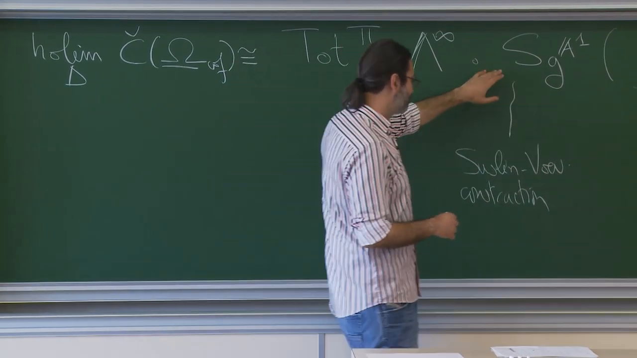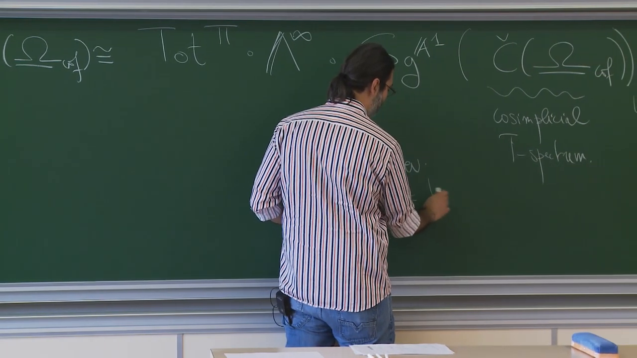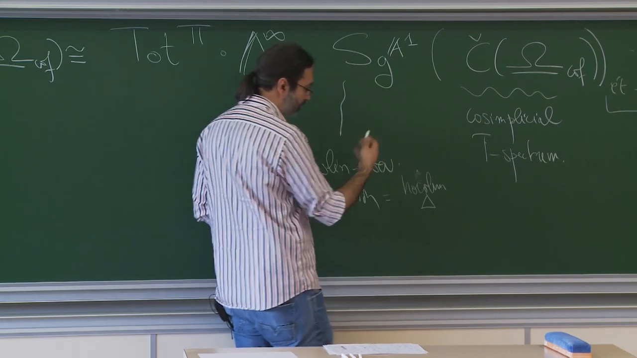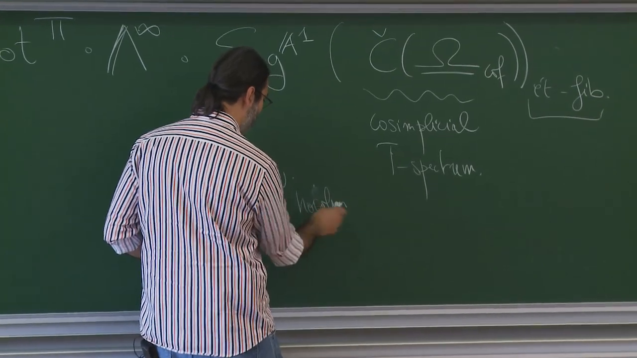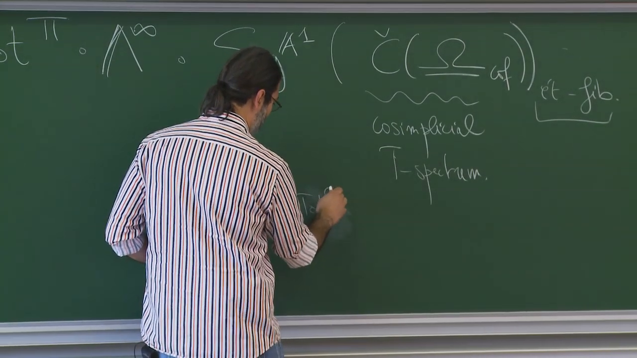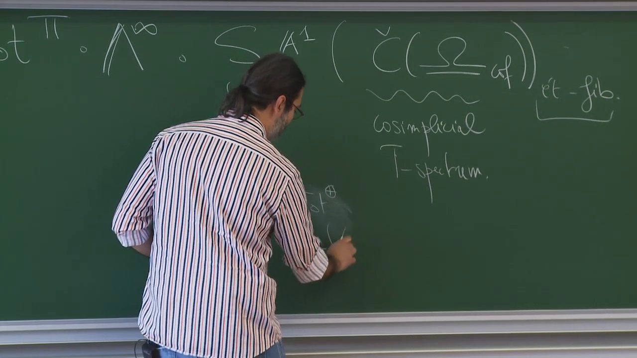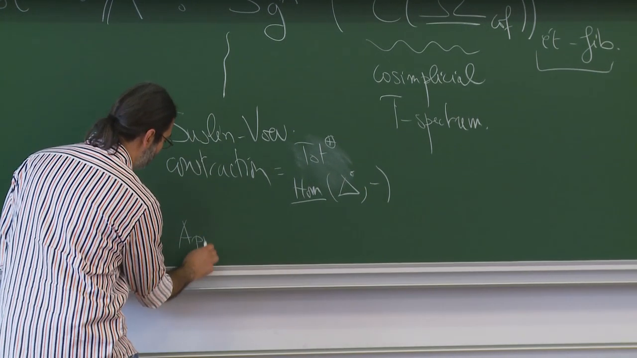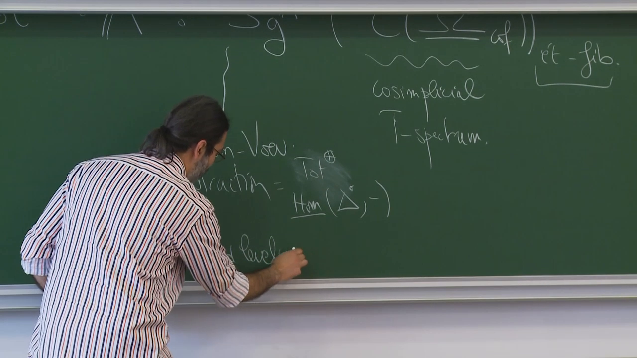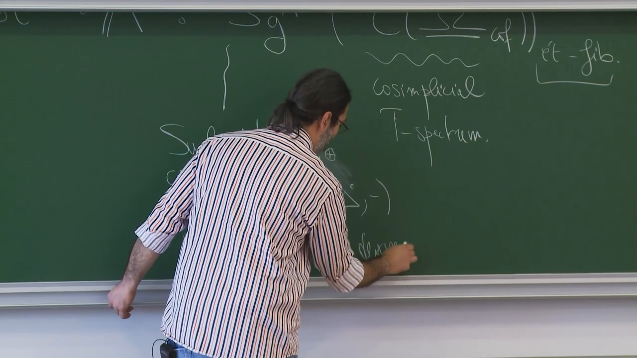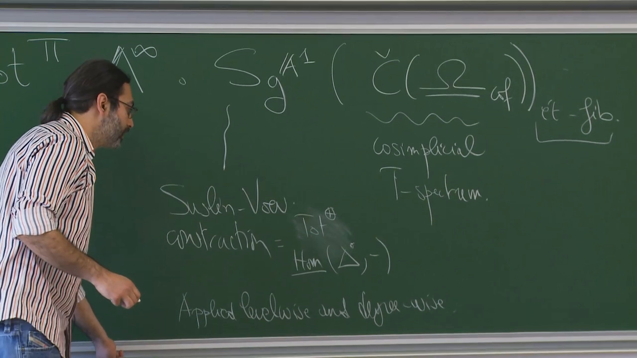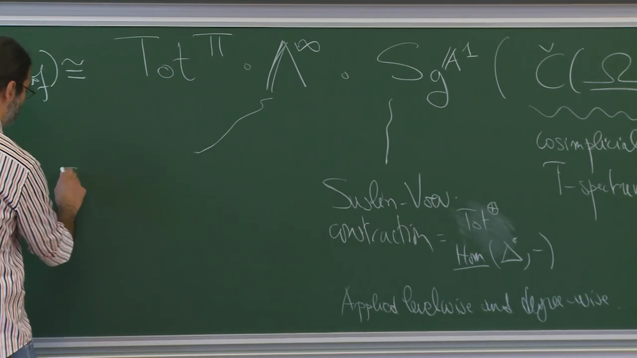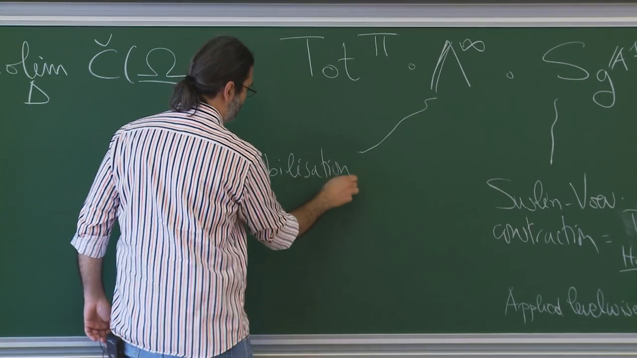So this guy is the Suslin-Voevodsky construction. The formula is again something like a homotopy colimit, a rather simple one, over this category Delta, or if you prefer, just a total complex. It's something like the internal Hom of the algebraic simplices applied to our object, applied level-wise and degree-wise. And the most nasty one is this lambda infinity. This is the stabilization of T-spectra.